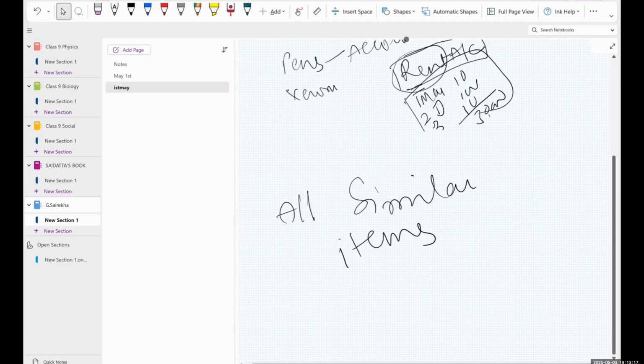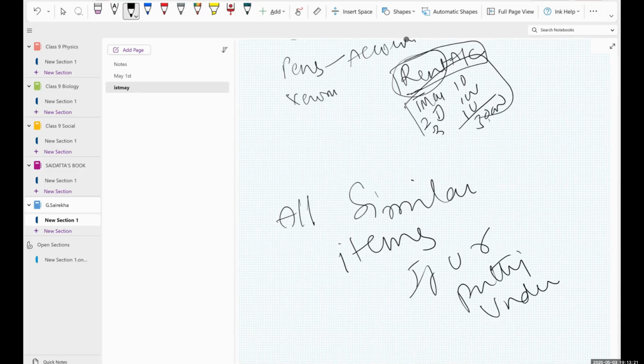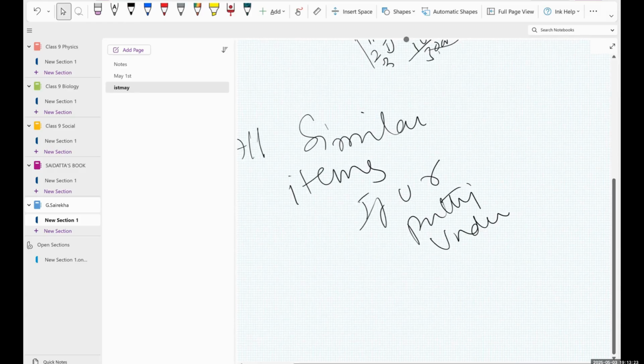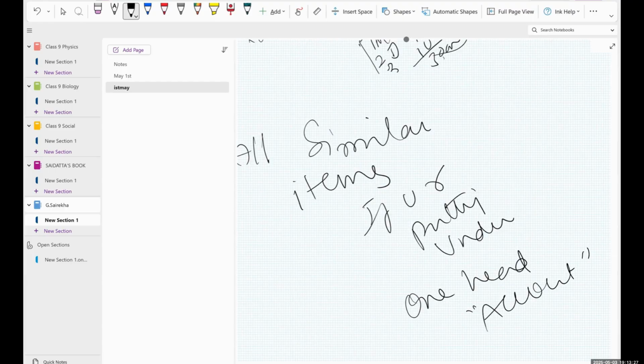If you are putting them under one head, then that particular head is called an account. Okay, so this is how you define it. I hope you understood what an account is.